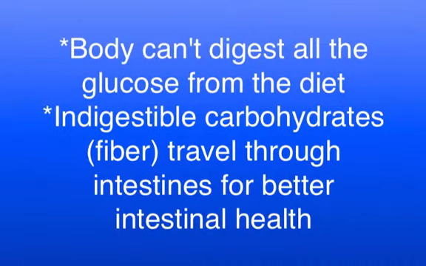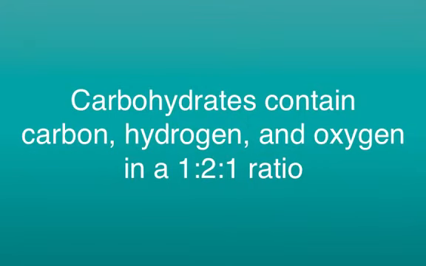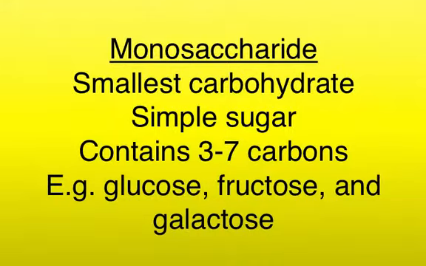The body cannot digest all carbohydrates in the diet. Indigestible carbohydrates, also known as fiber, travel through the intestines and help maintain proper digestive health. Carbohydrate molecules contain carbon, hydrogen, and oxygen in a 1:2:1 ratio. The smallest carbohydrate is called a monosaccharide or simple sugar. A monosaccharide contains 3 to 7 carbons. Examples of monosaccharides are glucose, fructose, and galactose.